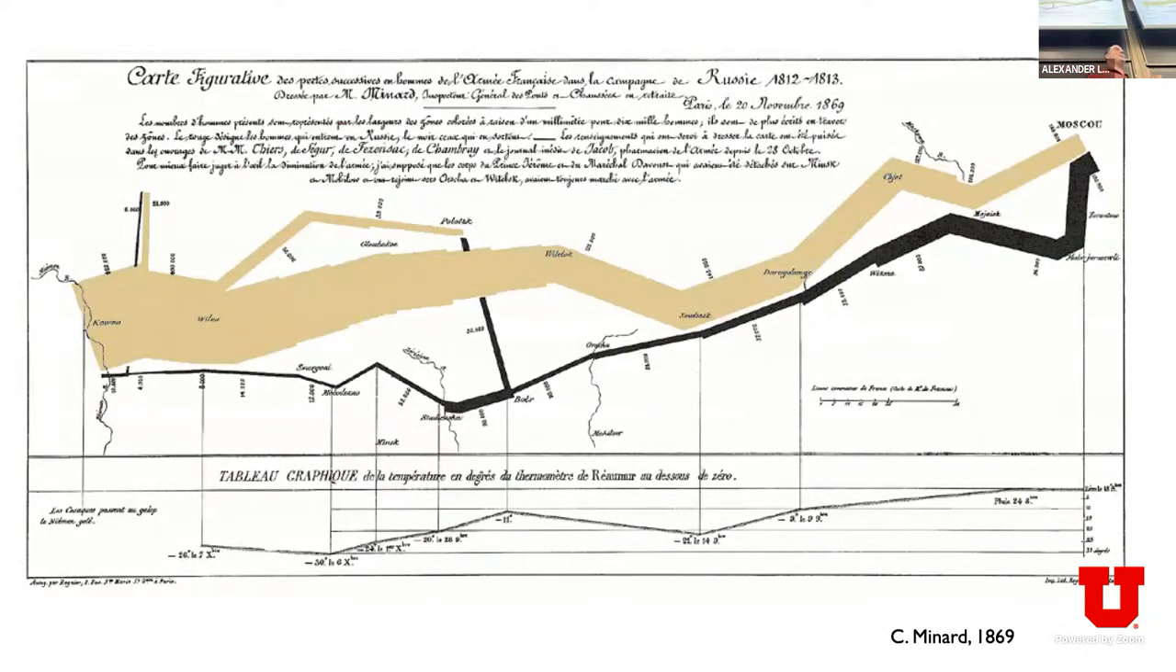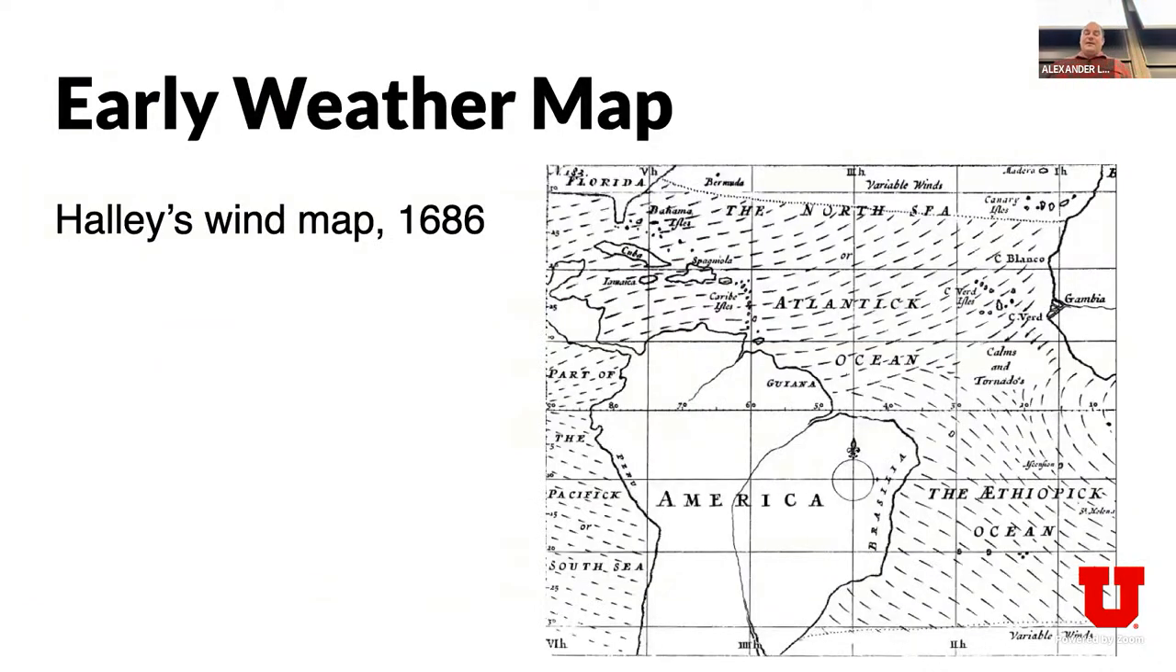And then I've already talked about this particular flow map in the introduction. This is just here for completeness' sake. I'm not going to talk about it again. But this is Napoleon's march on Moscow. An early weather map here is Halley's wind map from 1686. And so here you get these dashes that give you a bit of an idea of what the prevailing winds are in certain regions on the globe.